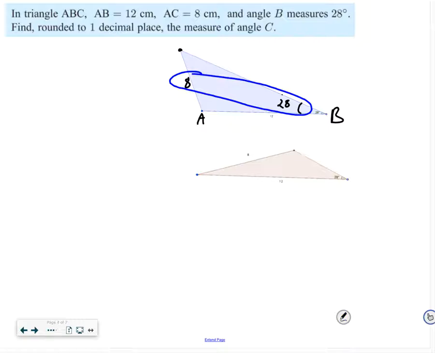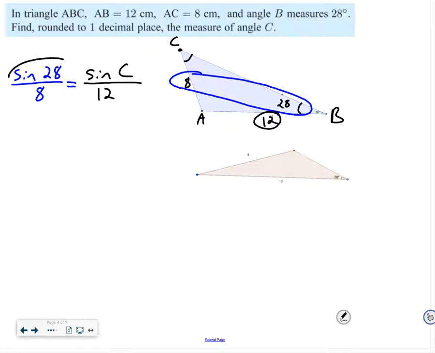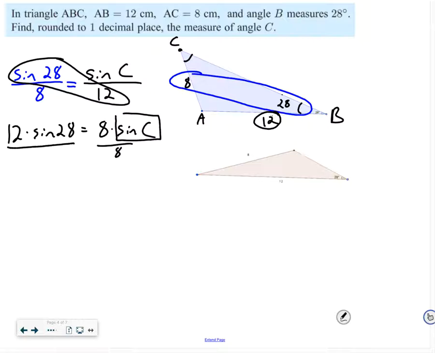So since side C is over here, that angle is what I'm trying to solve for, and I know that this side length here is 12. So using my information, I have the sine of 28 degrees divided by 8 is equal to the sine of C over 12. So again, I'm going to cross multiply. I get 12 times sine 28 equals 8 times the sine of C. I need to isolate this, so I'm going to divide this side by 8, divide this side by 8. So I get 12 times the sine 28 divided by 8 equals the sine of C.